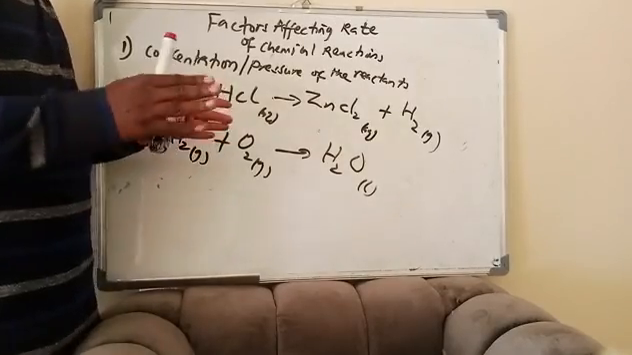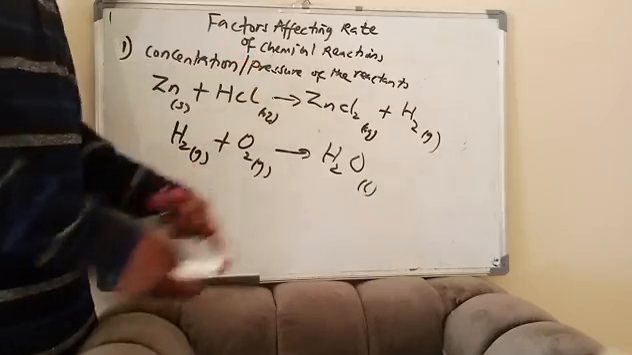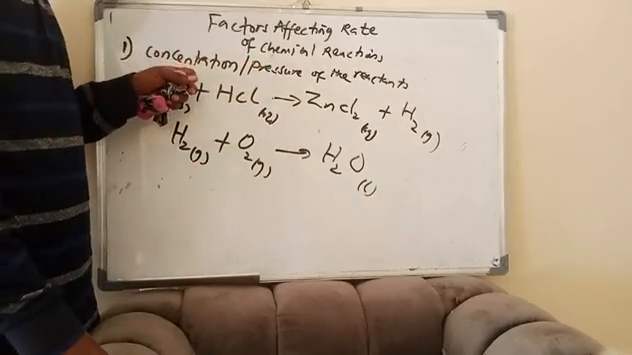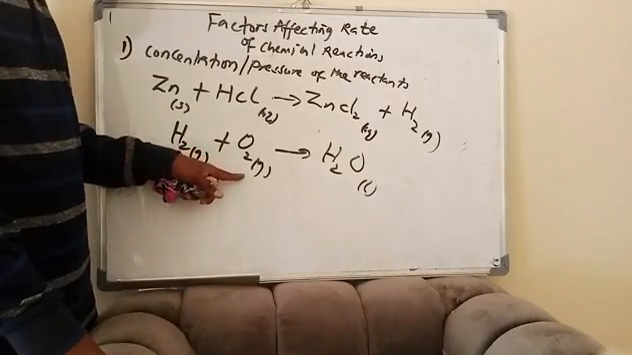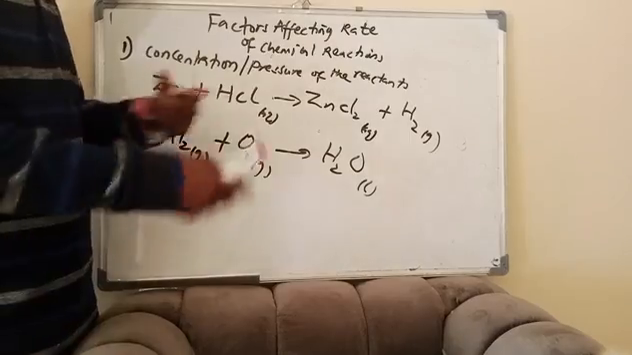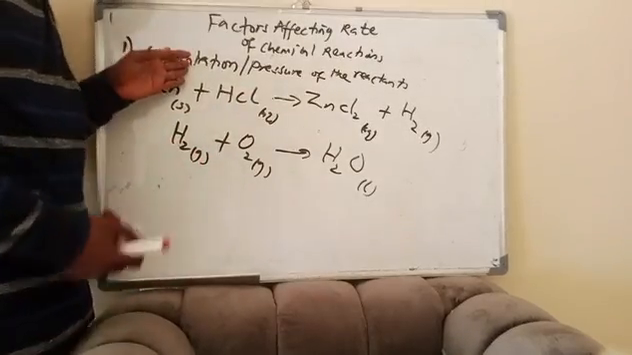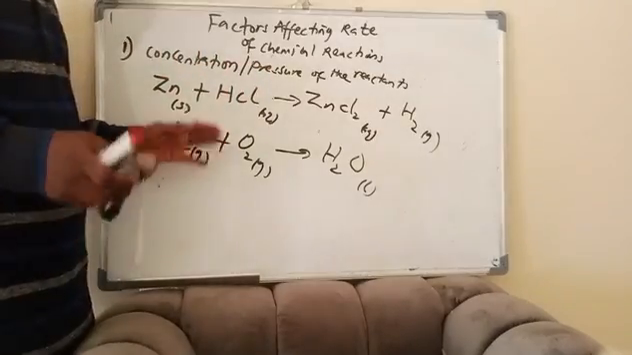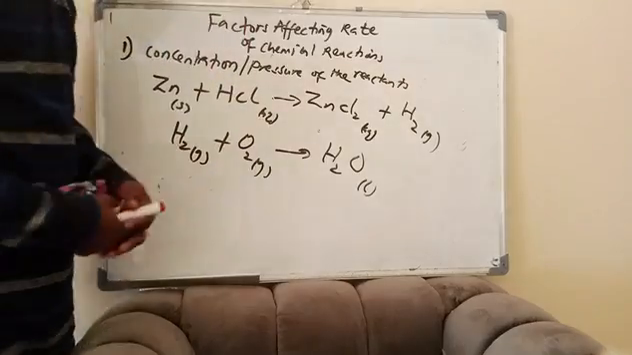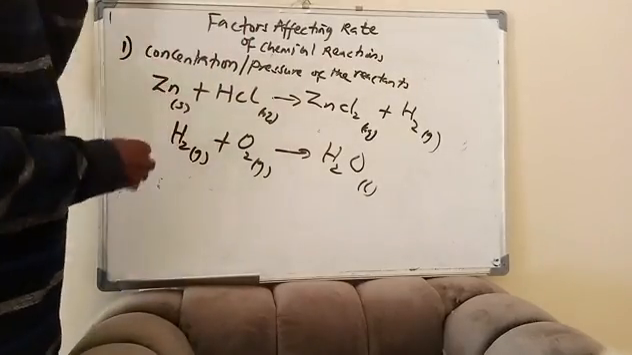Because gases, the quantity of gases are measured in terms of pressure. But it is the same trend. If we can increase the pressure of either hydrogen or oxygen, then it will lead to an increase in the rate of chemical reaction. So an increase in concentration or pressure of the reactant will lead to an increase in the rate of chemical reaction. So it will favor an increased rate of reaction. So that is for concentration.